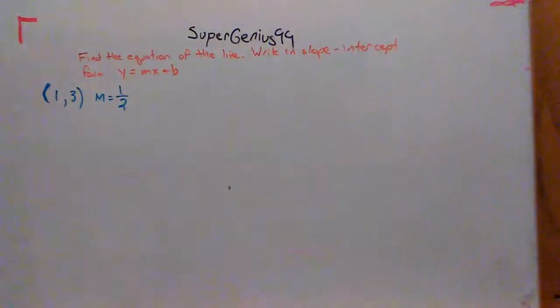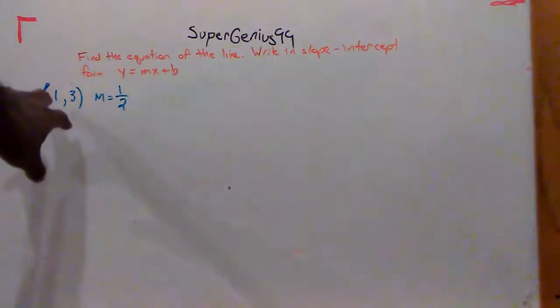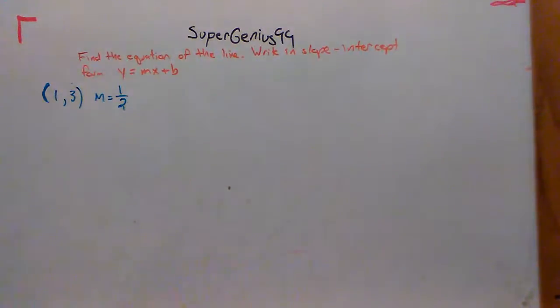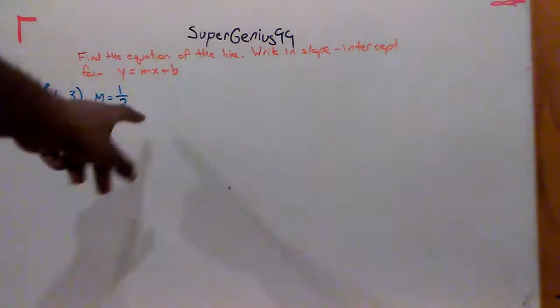Okay, in this one we have a point of 1, 3, and we have a slope of 1/2. Here they don't just give us the y-intercept, so we have to use the formula. You've probably seen it before to help you take a slope and a point. It's called the point-slope formula, but we have to put it into slope intercept. So what's your point-slope formula?